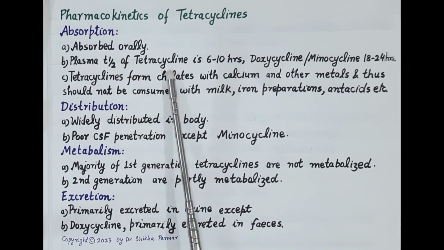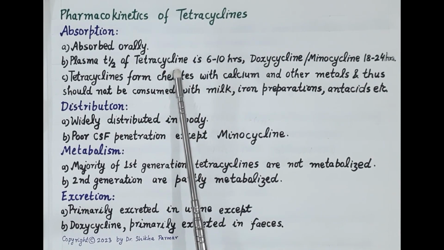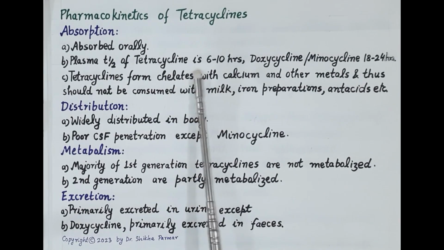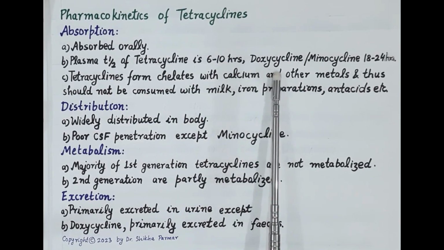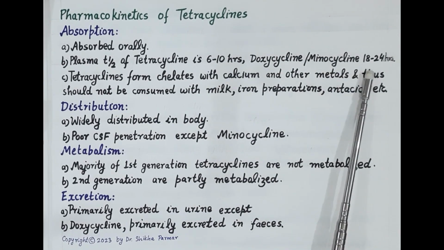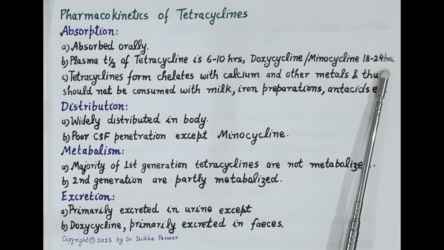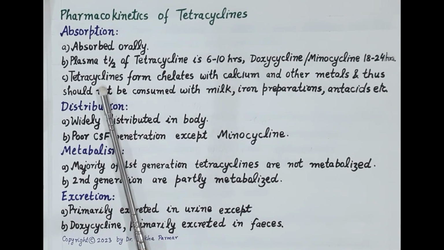Now, first generation tetracyclines like tetracycline, oxytetracycline, they have a shorter half-life of 6 to 10 hours. While very important, doxycycline and minocycline, they have a longer half-life of 18 to 24 hours. Now, tetracyclines are chelating agents.